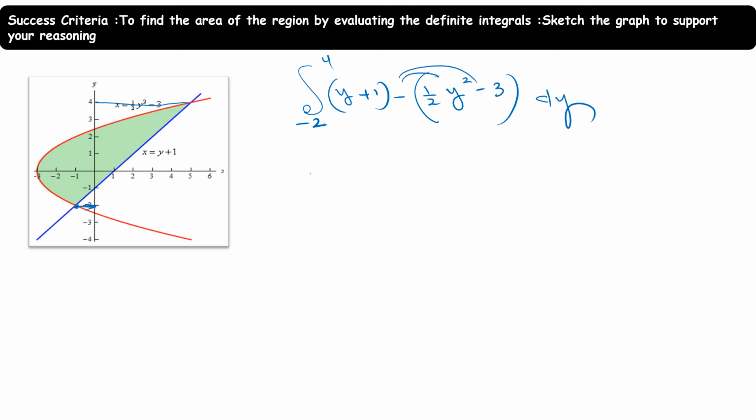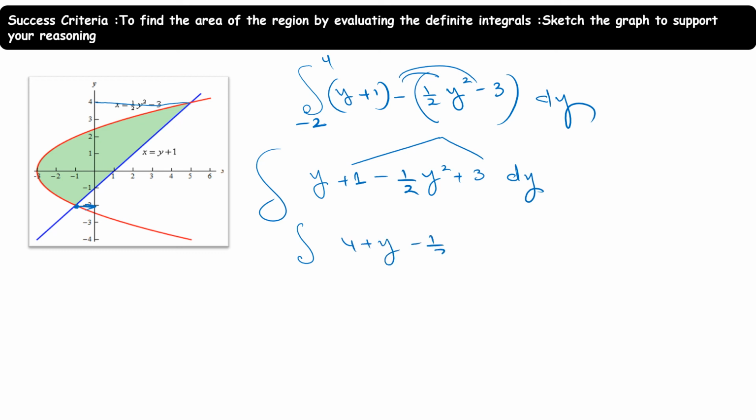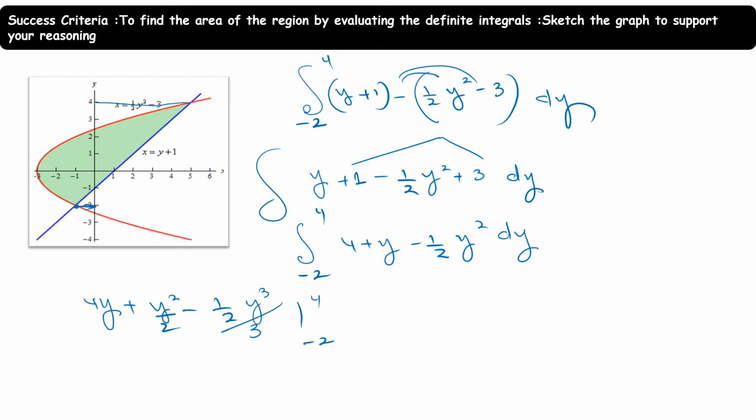Open the bracket before applying the rule of integration. So it will give you minus half y square positive 3 and dy. Now we know 1 plus 3 gives us 4. So (4 plus y minus half y square) dy from -2 till 4. Use the constant rule, you will get 4y plus y square over 2 minus half y cube over 3 from -2 till 4. Now apply the limits and get the answer.